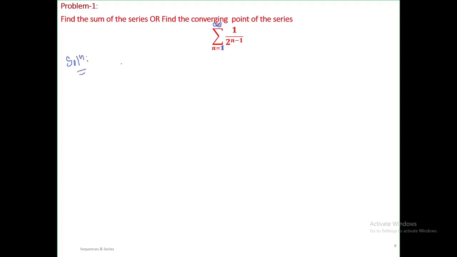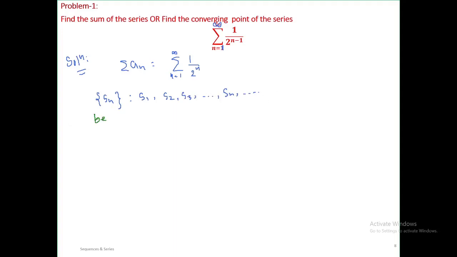For example, let me first write the series: the sum of 1 over 2 raised to n, where n is running from 1 to infinity. This is my series. Now let us construct the sequence of nth partial sums Sn. This is nothing but S1, S2, S3, and so on, and the nth term is Sn. If the sequence of nth partial sums converges, then the series converges.